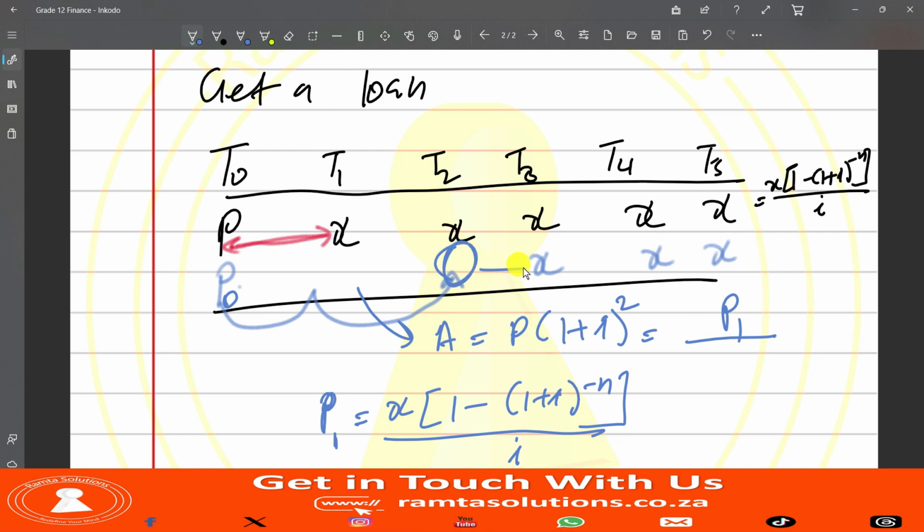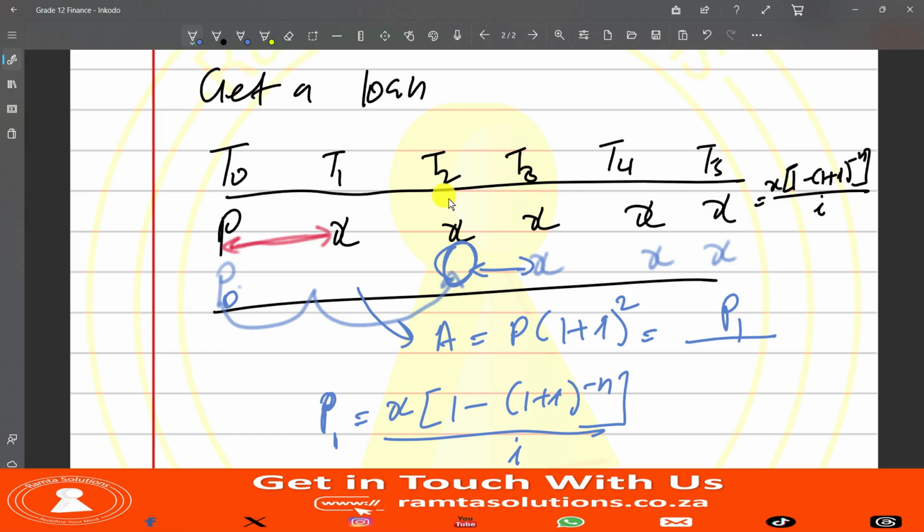Remember, the gap should be just one. Immediately after that amount, there must be a repayment. I told you how to calculate the number of payments: last minus first plus 1. In this scenario, it's quite easy because it's like 5 years.